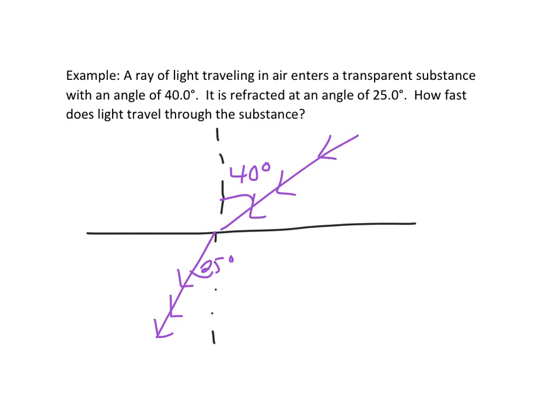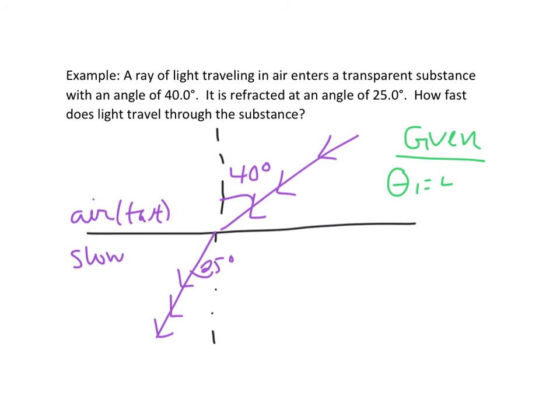And we are moving from air into an unknown substance. But remember, air is always going to be fast into a slower substance. So slow refracts towards the normal. Listing our given and find. We know that theta 1 is 40 degrees. Theta 2 is 25 degrees. We're looking for the speed of the substance in 2. So we're looking for the speed.